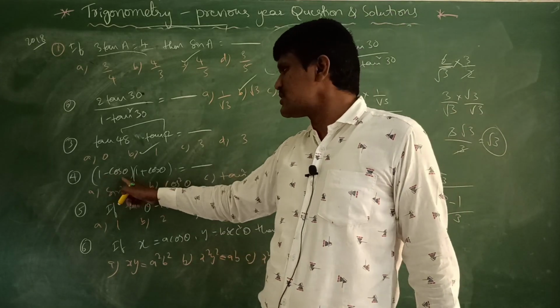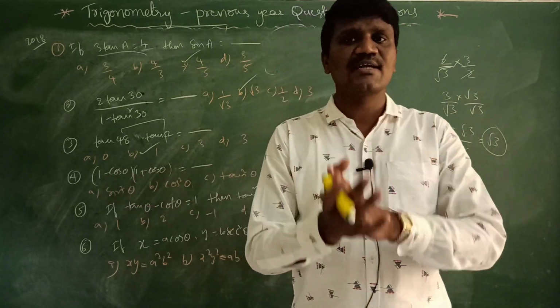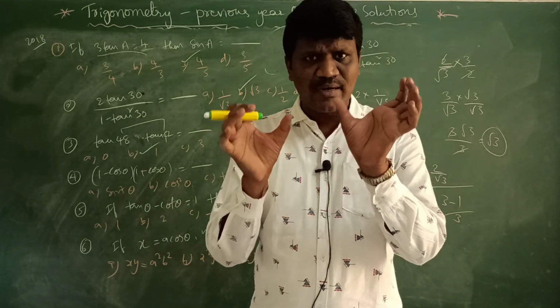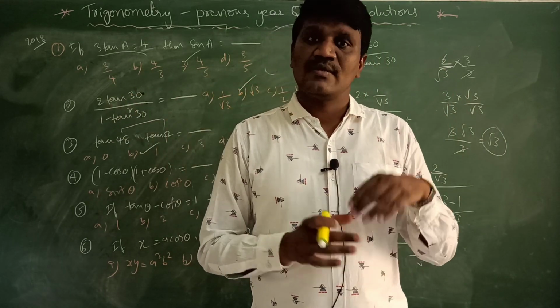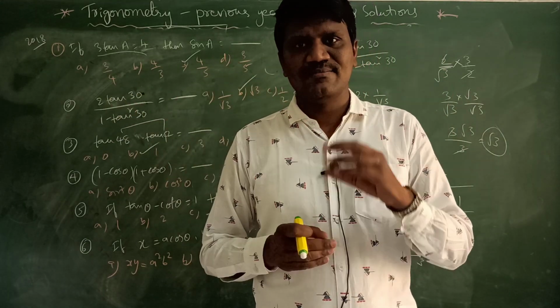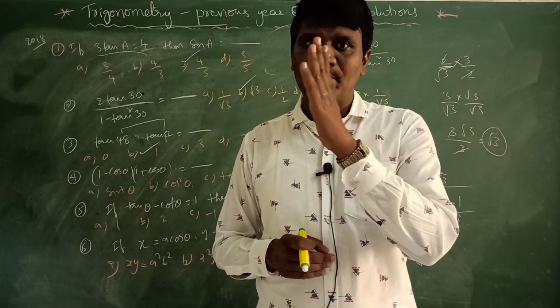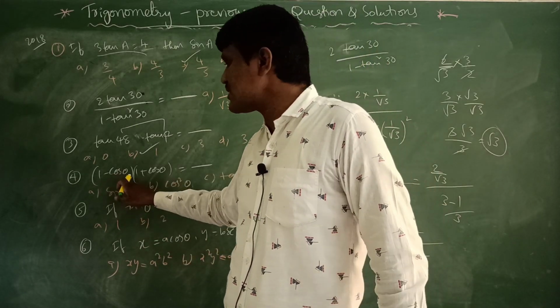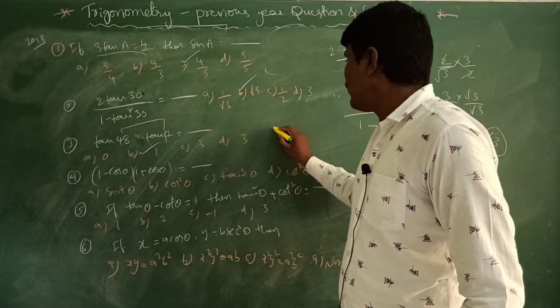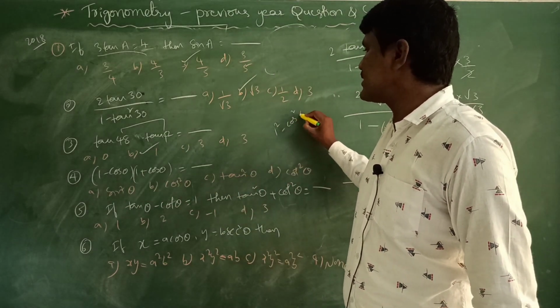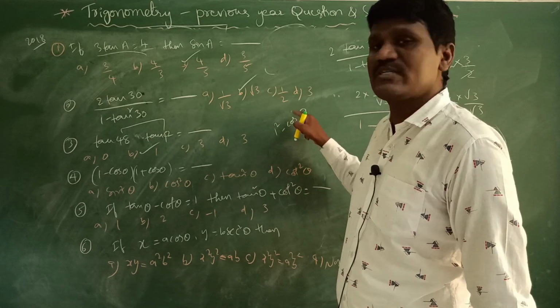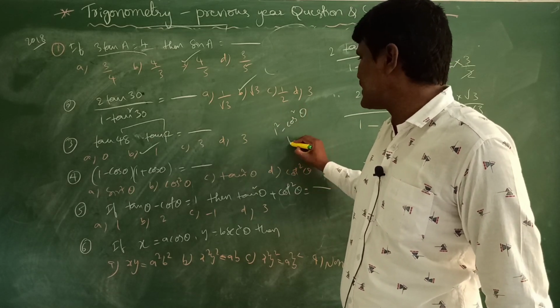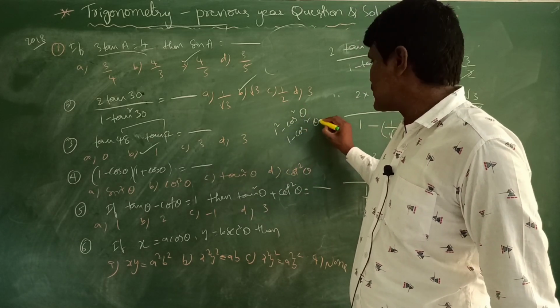Next, 1 minus cos theta into 1 plus cos theta. It is nothing but a minus b into a plus b. What is the formula for a minus b into a plus b? It is a square minus b square. So 1 minus cos theta into 1 plus cos theta is 1 square minus cos square theta, a square minus b square. So 1 square minus cos square theta is nothing but 1 minus cos square theta.